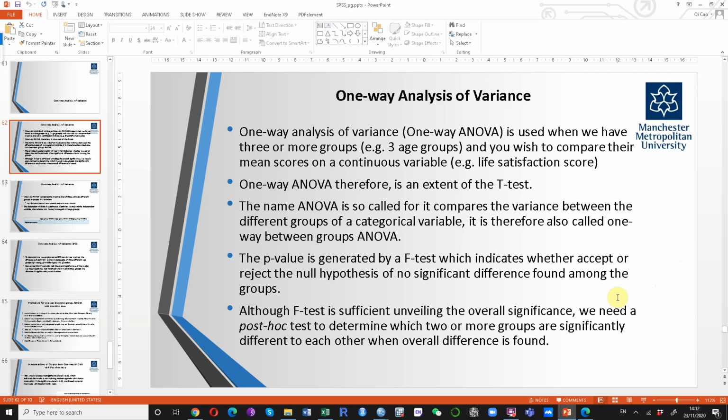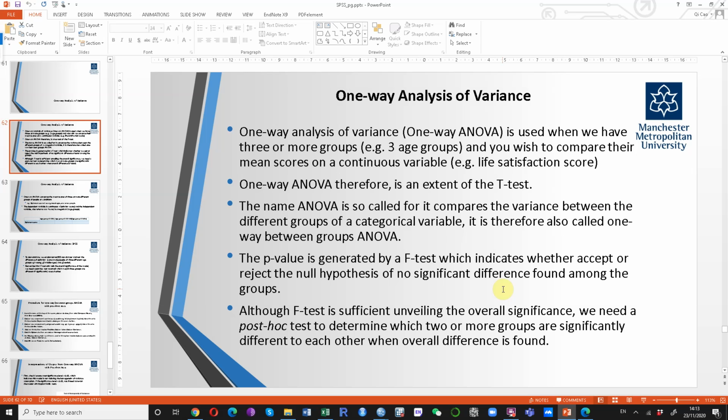The one-way ANOVA is an F-test, which indicates the acceptance or rejection of a null hypothesis. But the idea is very similar to the t-test and chi-square test. We're actually looking for statistical significance, the probability or the p-value.